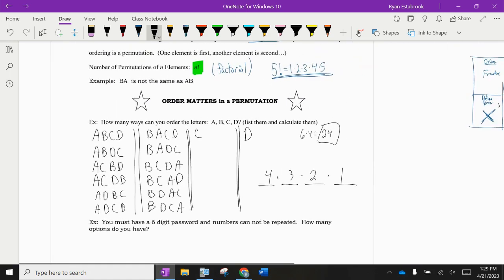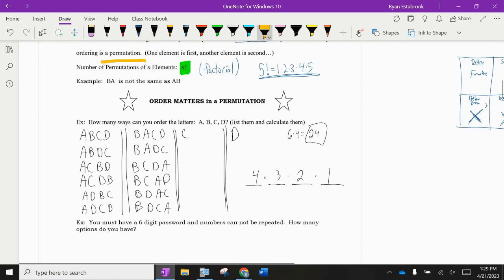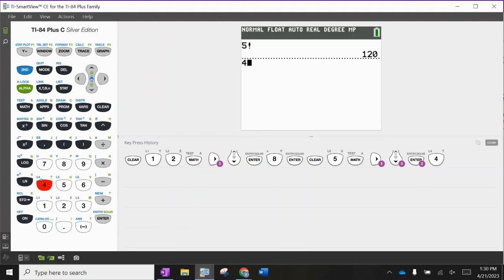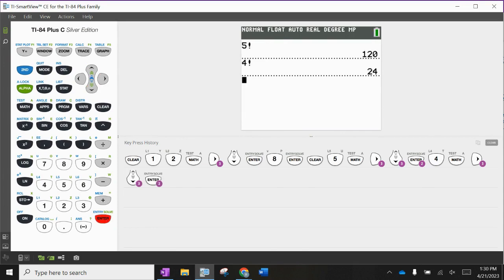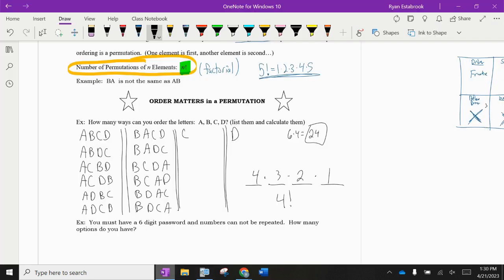There's your 24. This is a permutation with the order mattering. Up above, that's what this is showing. If I have 4 different elements or 4 different letters, and I want to order them and all the possibilities, I would do 4 factorial, which is the same thing as 1 times 2 times 3 times 4. On my calculator, 4 math factorial equals, there's my 24. I don't want to always have to list things out if I don't have to.